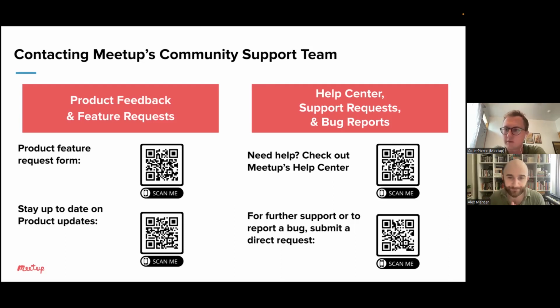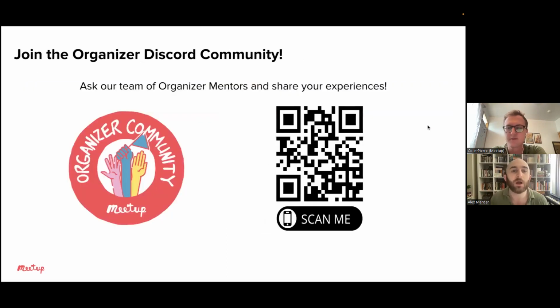And last but not least, reporting a bug you can do in the form down there in the bottom right-hand corner. If something has gone wrong, you're seeing an error message, reporting a bug directly through that form helps us to investigate faster and roll out fixes faster.